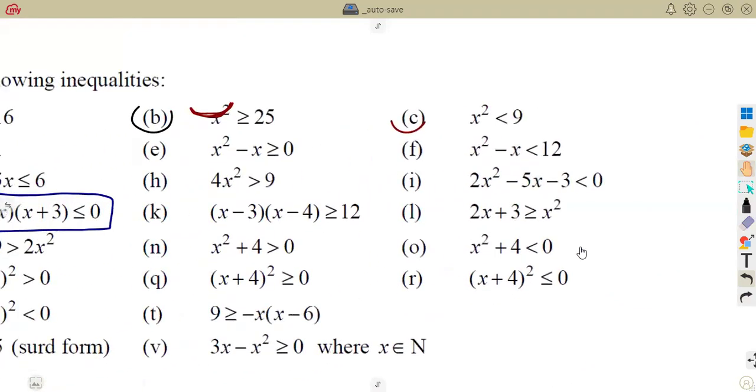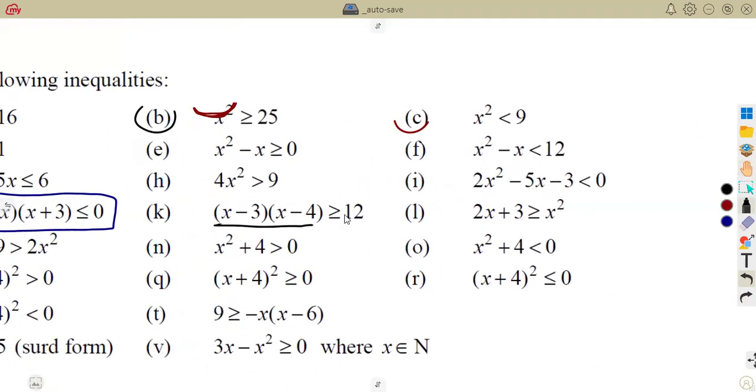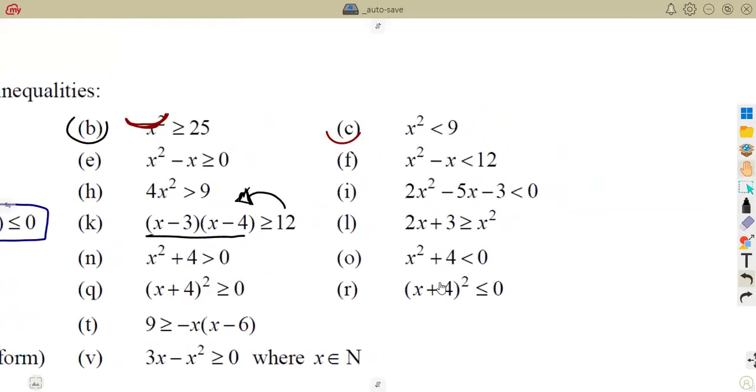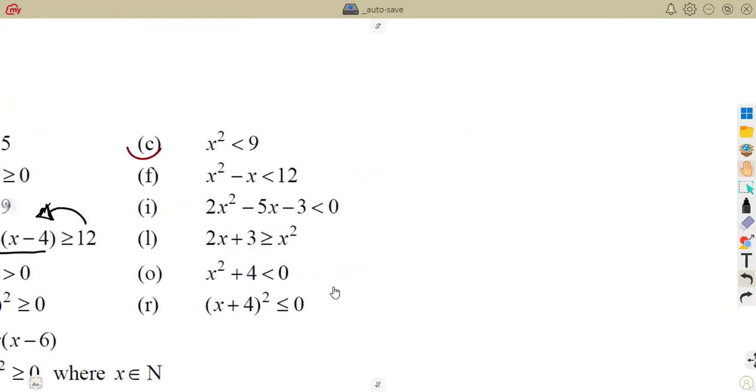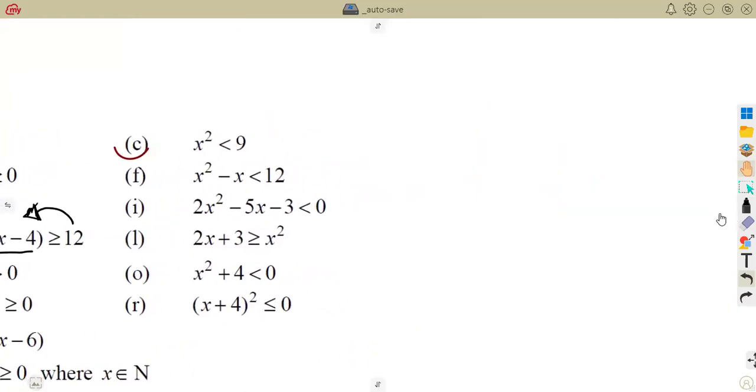But if it is not equal to 0, like what we have on K here, expand everything, take the minus 12 to the other side, and form a normal quadratic inequality. Then you start again to factorize when it is compared to 0. So you must be very careful on your simplification. So I want you to try as many questions as you can. As we can see on I, there is this part where you need to factorize.